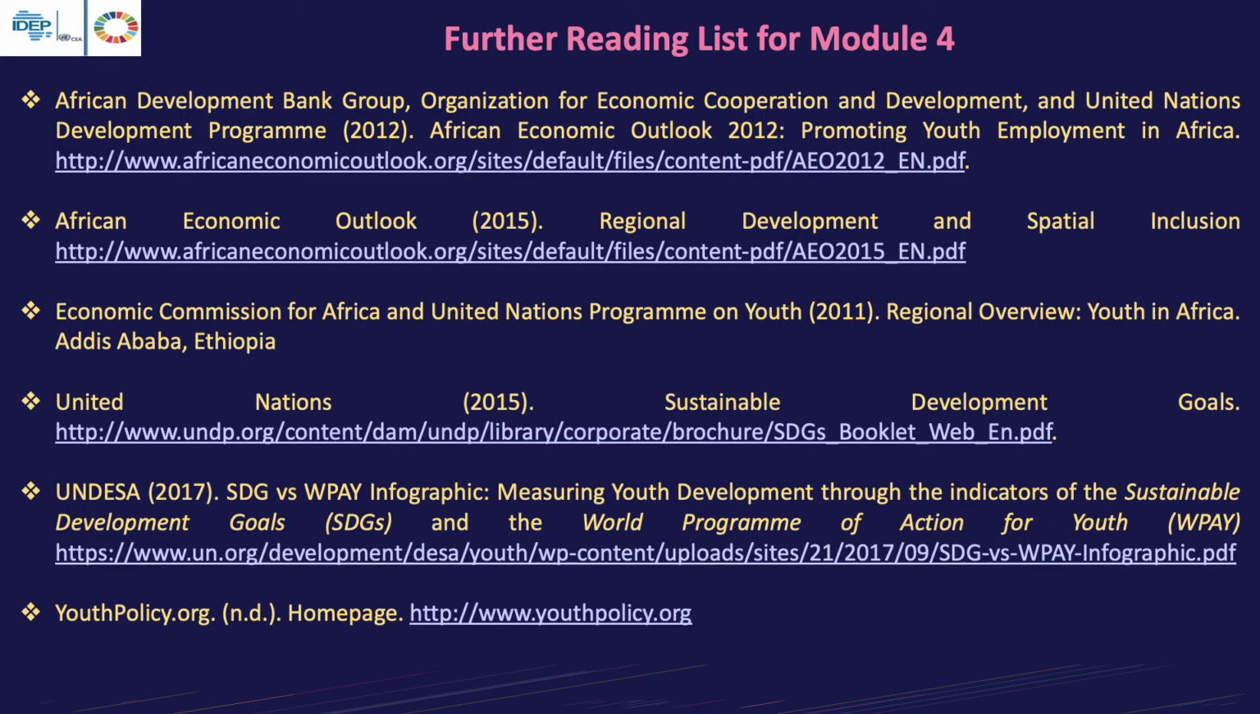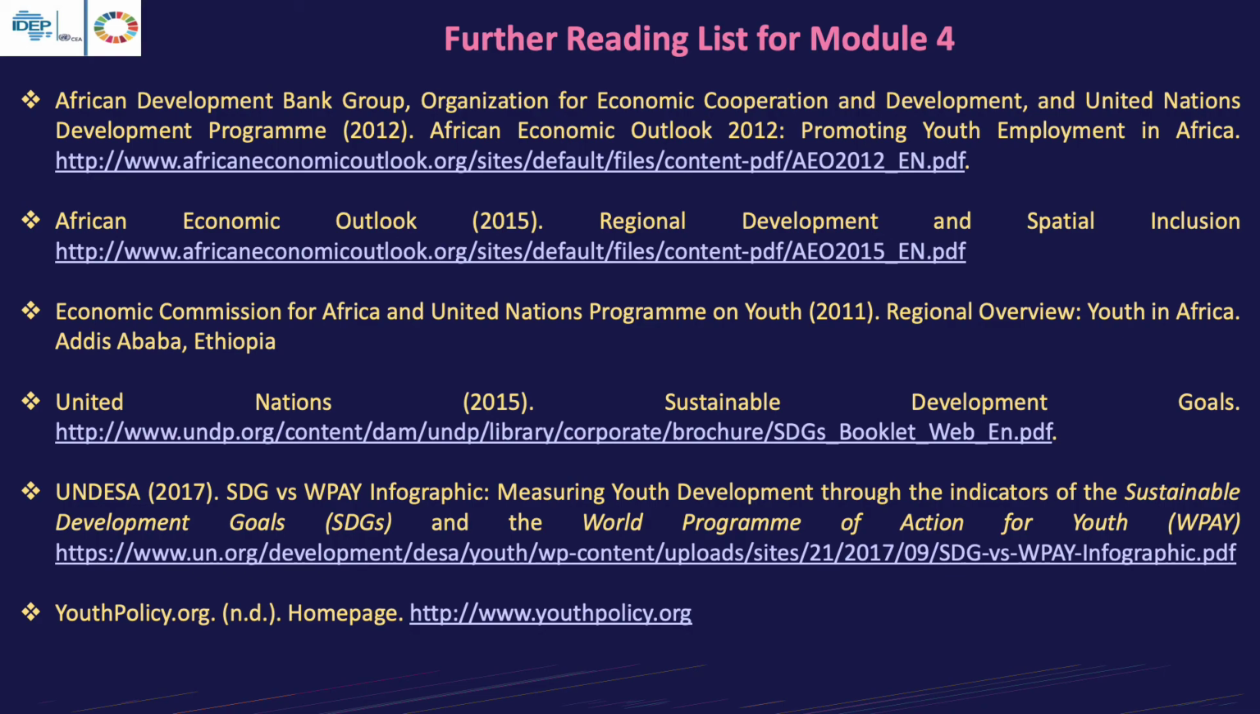Now, for your further reading for Module 4, I invite you to look at the African Development Bank's African Economic Outlook 2012, which focuses on promoting youth employment in Africa; the 2015 African Economic Outlook, which focuses on regional development and social inclusion; the UNECA and United Nations Programme on Youth 2011 regional overview of young people in Africa; the 2015 UN document that looks at the SDGs; the UNDESA 2017 SDG versus WPA infographic measuring youth development through the indicators of the SDGs and the WPA; and of course youthpolicy.org, which documents the various policies that exist in Africa and the journey so far for their implementation.